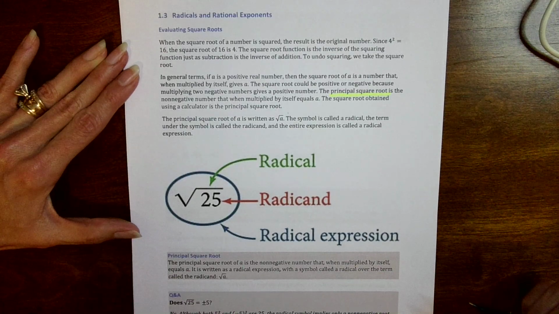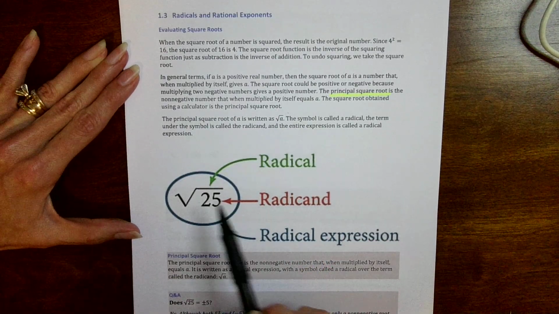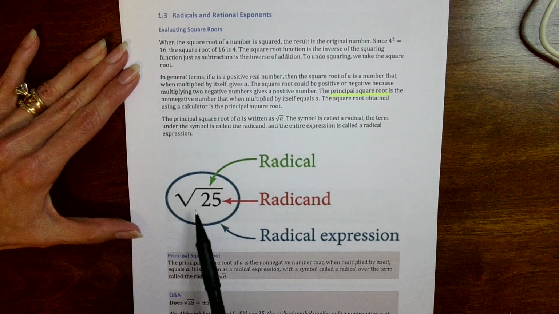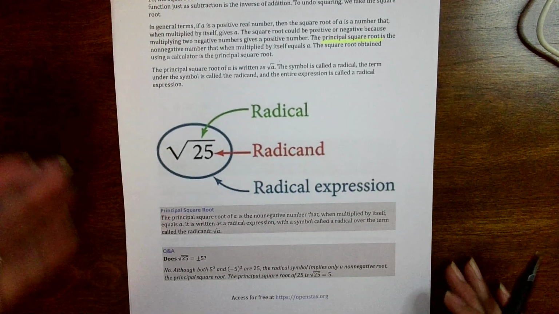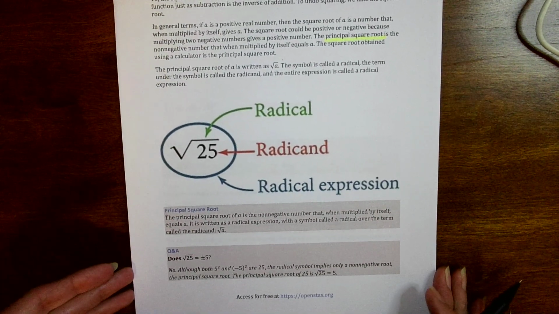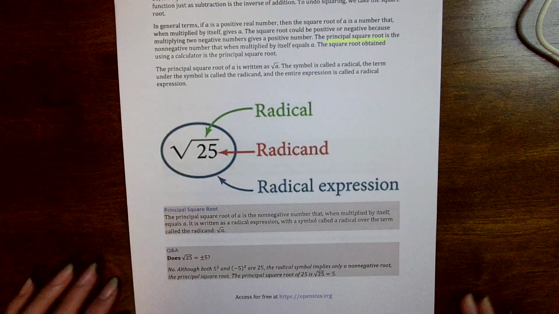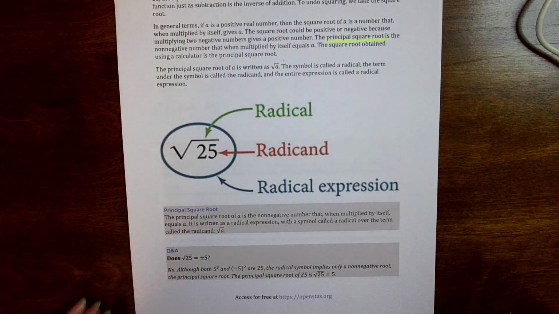The principal square root of a is written as the square root of a. The symbol is called a radical, so this is the radical. The term under the symbol is the radicand, and then the whole thing is the radical expression. And the difference between an expression and an equation is that an equation has an equal sign.